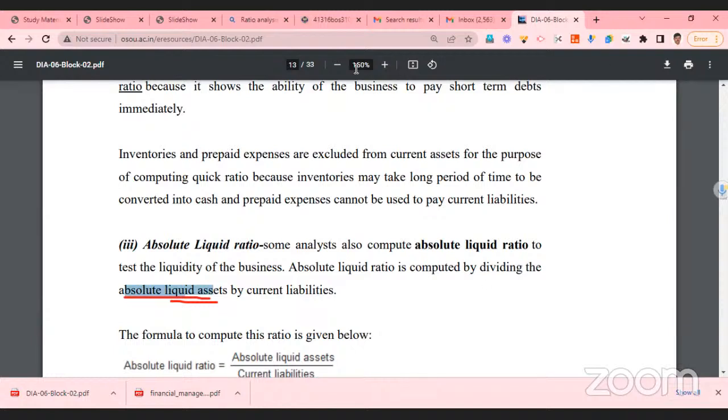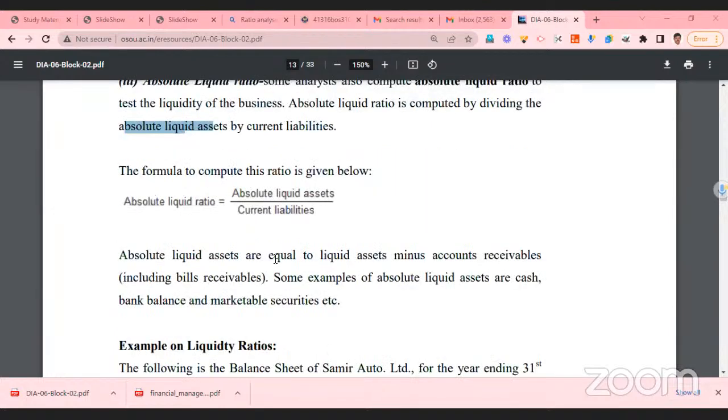Now my question is, what are the absolute liquid assets? Only cash. The absolute liquid assets are equal to liquid assets minus accounts receivables. In other words, the absolute liquid assets are cash, bank balance, and marketable securities. They are ready at hand, so you can pay anytime. Cash, bank, and marketable securities. Marketable securities you can sell anytime.